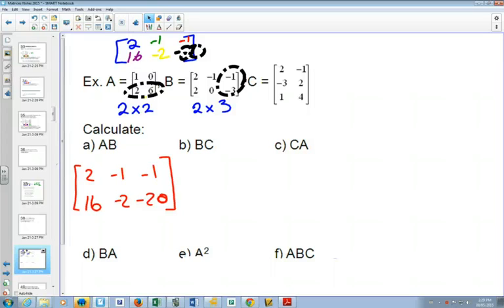So you've done the rest of these already. If you haven't done them, you should pause the video at this moment and do them so that you can see what your answers are going to be. B times C.